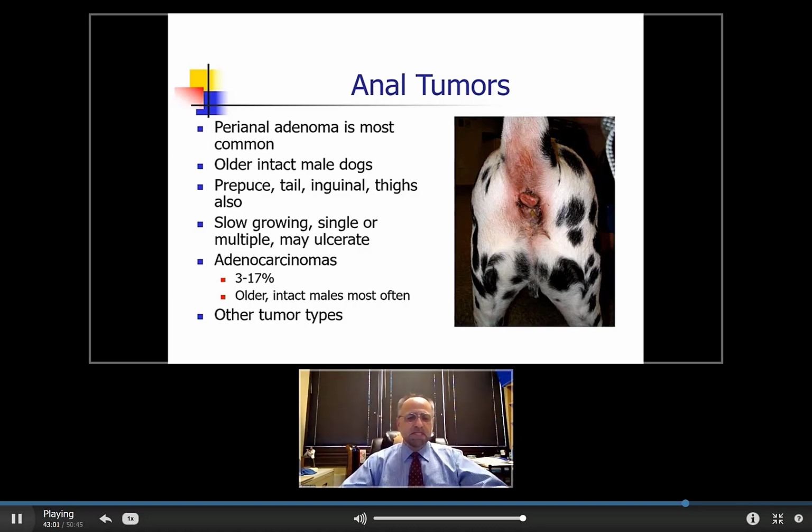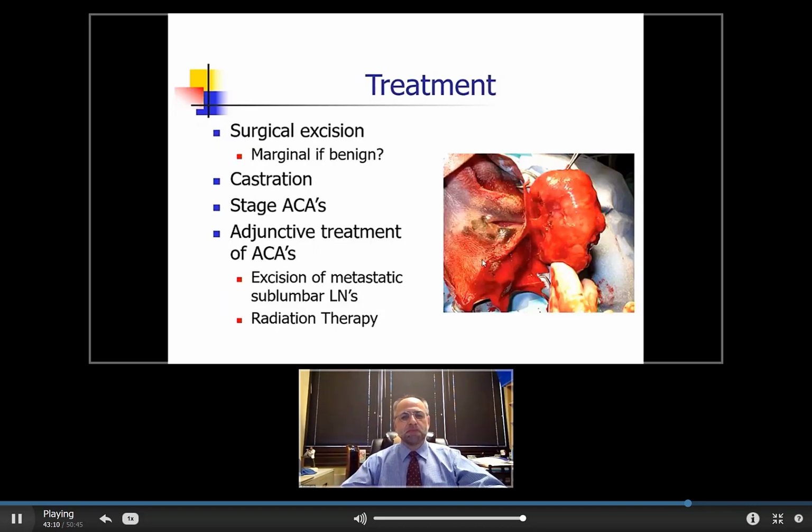Adenocarcinomas are definitely less common. Adenomas are certainly more common. And then there can be the other tumor types that we'll see around the perineal region as well. The treatment of choice is surgical excision.